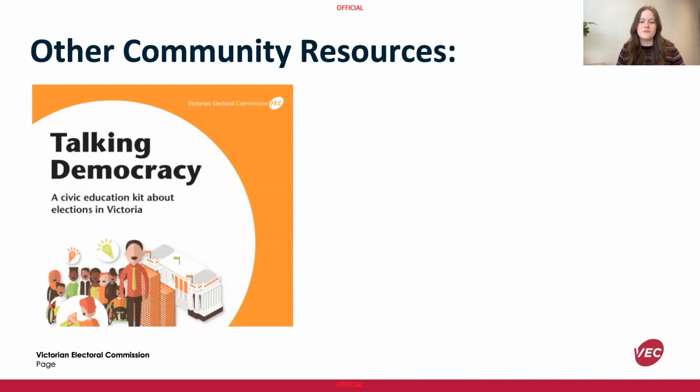We also have a number of other community resources, including our Talking Democracy Kit, which is a civic education resource for people studying English as an additional language. By using this kit, students will learn about electoral keywords and concepts, the 3 levels of government in Australia, how to enrol to vote and update their details, who can vote in Australia, and how to vote correctly. There'll be a link to this resource in the description. We also have a resource called Voting is for Everyone to support people with a disability, which I'll also provide in the description box.